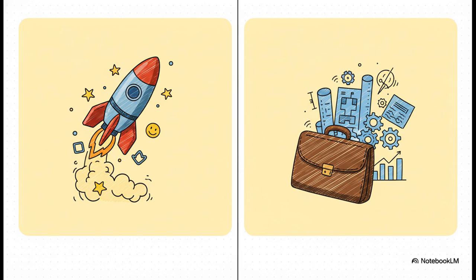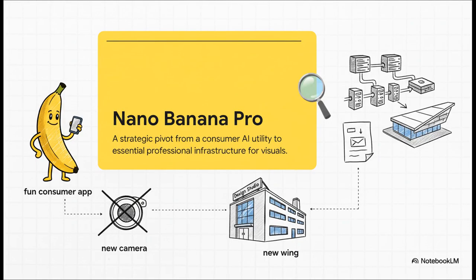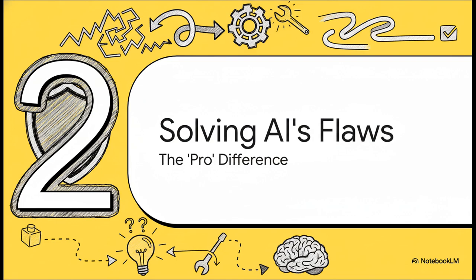But on the other side, you've got Nano Banana Pro. And this is not just an update, it's a total rebuild on the much more powerful Gemini 3 Pro architecture. The focus here completely shifts from speed to quality, to reasoning, and to professional-level execution. And this right here, this is probably the most crucial point. Nano Banana Pro isn't just a simple upgrade, it's a strategic pivot. Google is basically moving from just giving us a fun app to building out essential infrastructure for professionals. So think of it less like a new camera and more like they just built a whole new wing on your design studio.